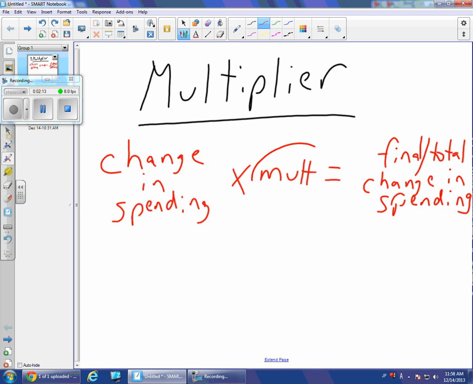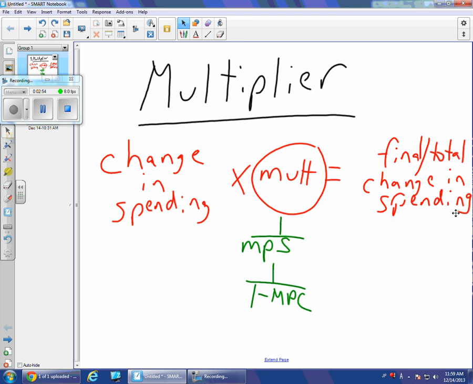So the multiplier calculation is very important to us. Luckily, there is a very simple formula for getting the value of the multiplier. It's 1 over the marginal propensity to save. Now, if you recall, the marginal propensity to save and the marginal propensity to consume add up to 1. So another way of expressing this would be 1 over 1 minus the marginal propensity to consume. If given the marginal propensity to consume or the marginal propensity to save, we can calculate the multiplier.